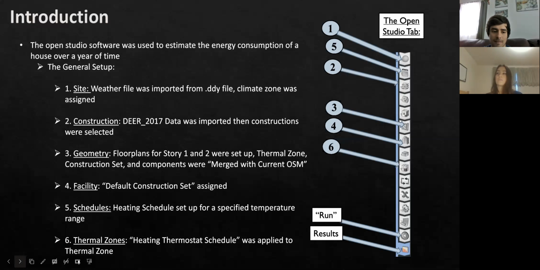The first step was to import the weather file. For us, it was Traverse City, and the climate zone was assigned. And then the construction was imported, and the best materials were selected to model the house. Then geometry, facility, schedules, and thermal zones were applied.